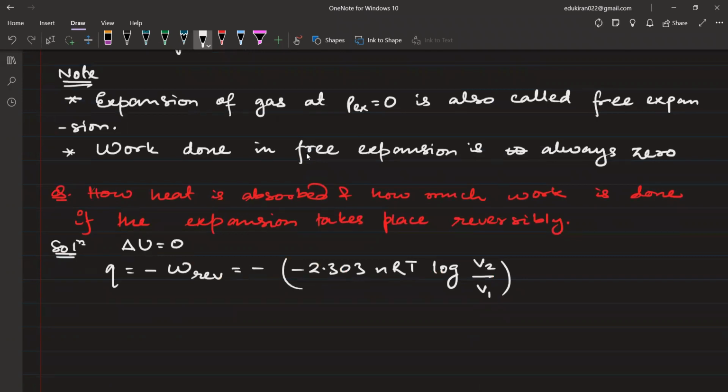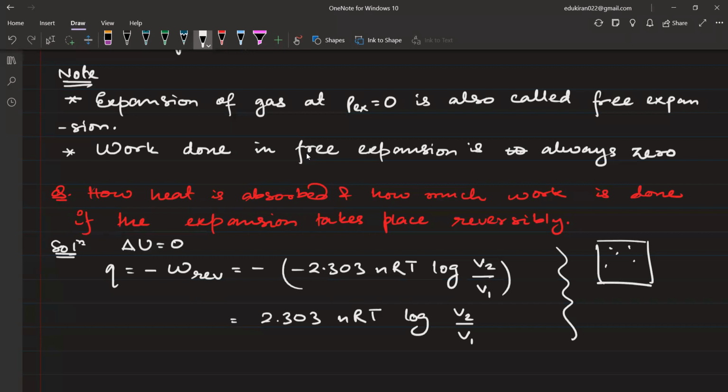Okay, next thing, this will be 2.303 nRT log V2 upon V1. अच्छा, अब एक चीज आपको याद होगा, that inside this gas, you were not given in this case the number of moles and also the temperature. ठीक है, दोनों चीज हमारे पास यहाँ पे नहीं थी. Now what do we have here? We had the pressure and we had the volume. Is that right? Yes or no? Tell me, guys. Yes, sir. है ना, प्रेशर और हमारे पास वॉल्यूम था.